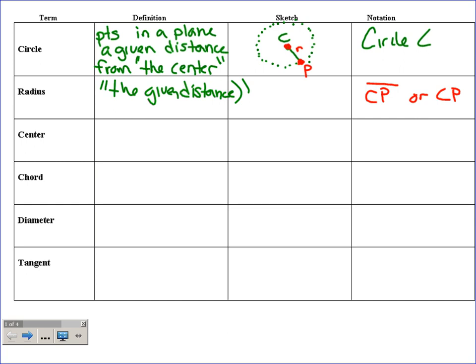The center, well, that's the given point. Wait, so it's both the given? Oh, no, that was the given distance. Yeah, so this is this part here. So that's going to be C, center.